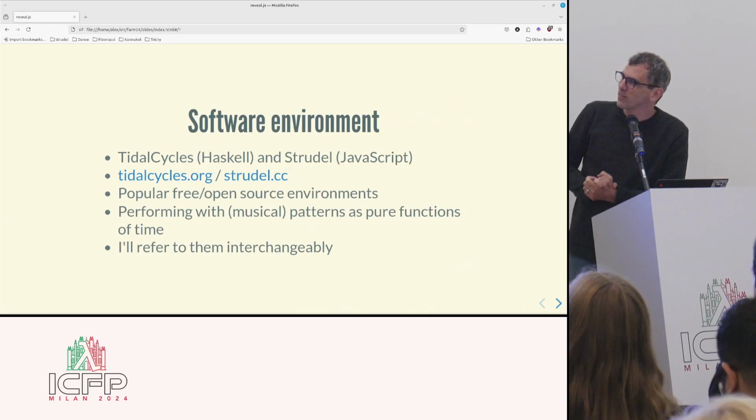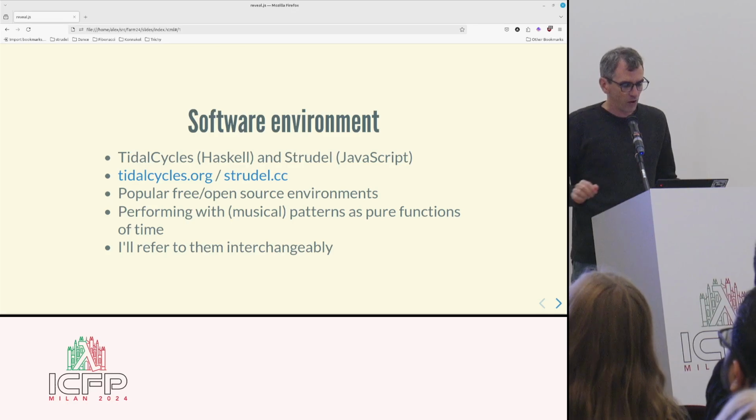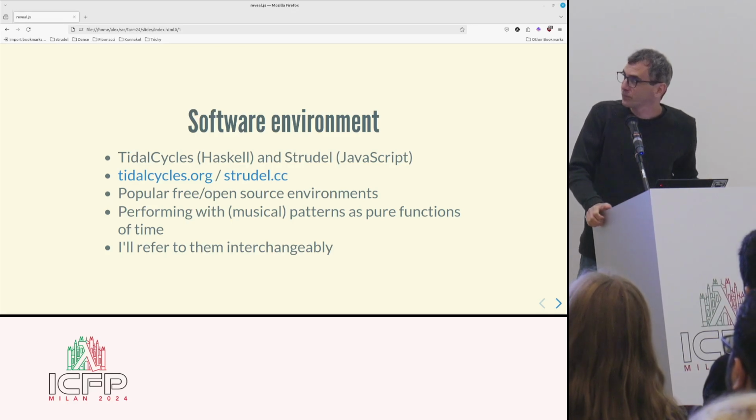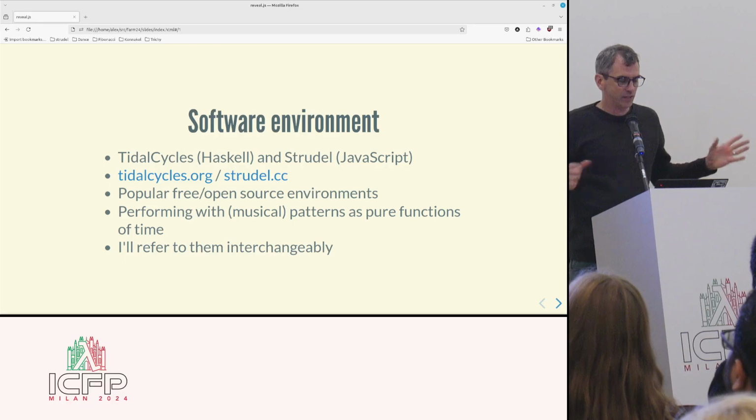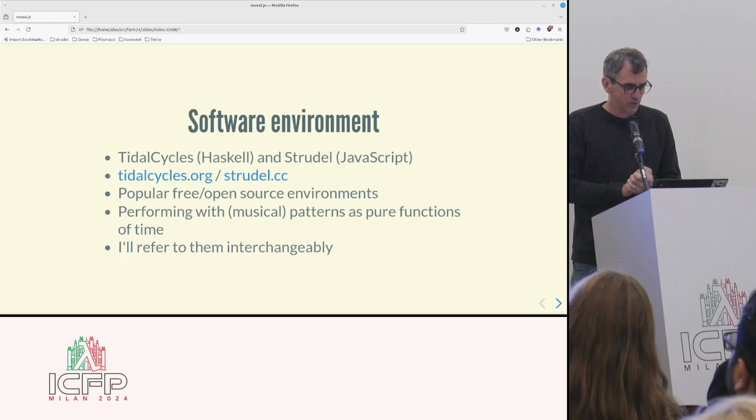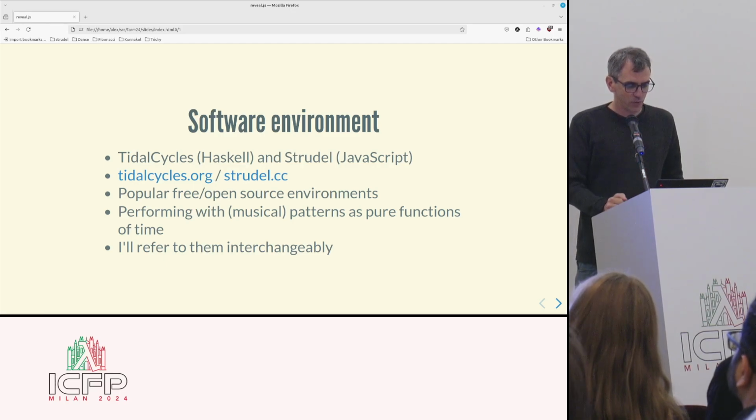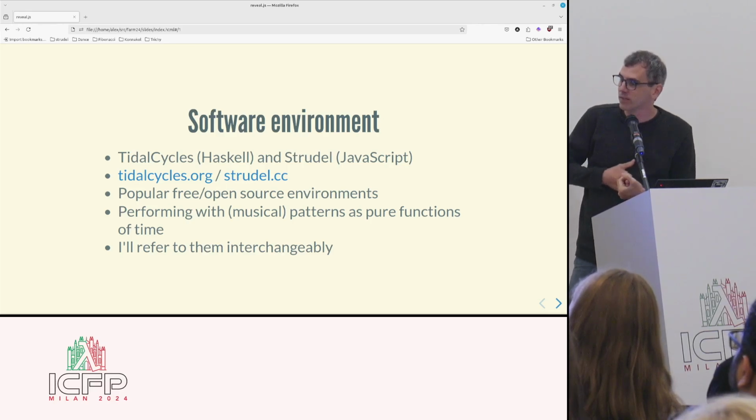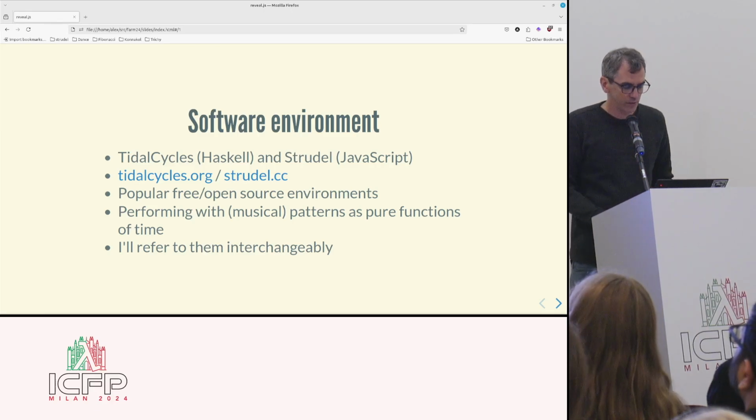So the software environment for this talk is TidalCycles, written in Haskell, and Strudel, which is a port of Tidal to JavaScript. So that runs in a web browser. I kind of think of them as the same project. I work on the representations in Haskell and then port them to Strudel with all the kind of libraries that JavaScript affords. It's free open source. Lots of people use them around the world. Don't know how many. But it's for performing with generally musical patterns as pure functions of time. And I'll sort of refer to these two systems interchangeably.